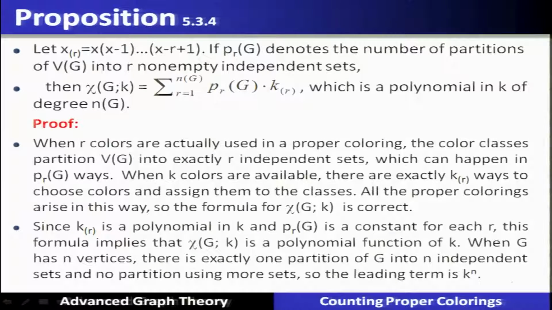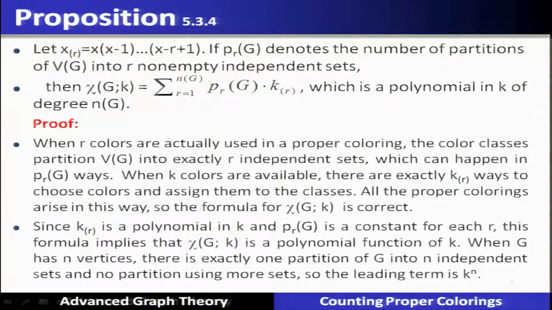Then chi of G with k is nothing but the summation from r to n of P_r times k^(r), which is a polynomial in k of degree n. Let us see this, and we will take an example to show this particular polynomial. Now, when r colors are actually used in proper colorings, the color classes partition the vertices of G into exactly r independent sets, which can happen in P_r(G) ways. When k colors are available, there are exactly k^(r) ways to choose the colors and assign them to the classes. All proper colorings arise in this way, so the formula is correct.